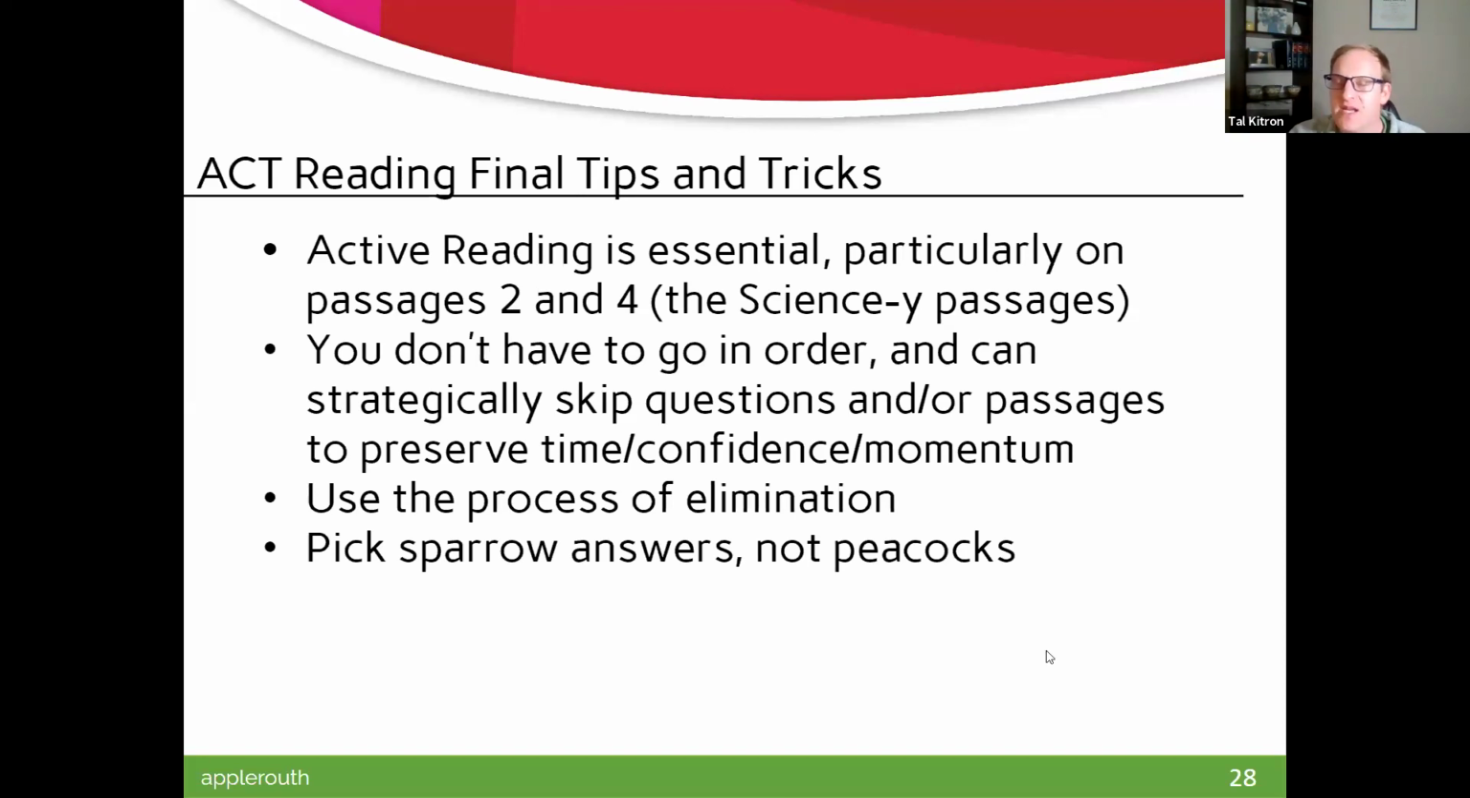And then sparrow versus peacock. Peacock answers are flashy. They're specific, right? Every scientist will agree with this. Every is kind of like, I don't know about that. Sparrow answers would be some scientists may agree. Says basically nothing. Those are good reading answers. We like vague. Only pick a specific answer if it matches completely perfectly. So we like vague, general answers on reading rather than flashy. And then think like a test writer. What did they put into these wrong answers to make them wrong? That's the other way you can game the system a bit.